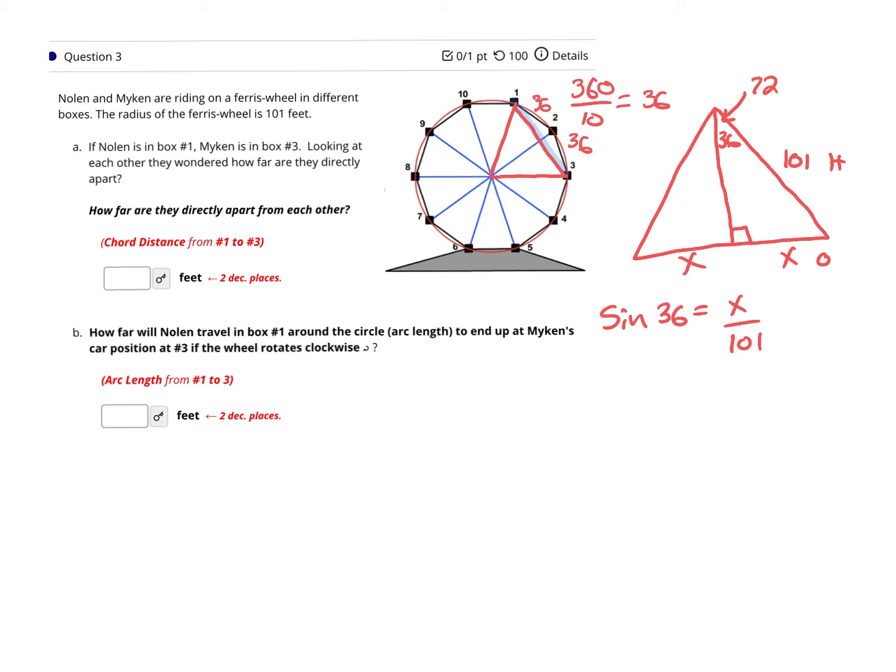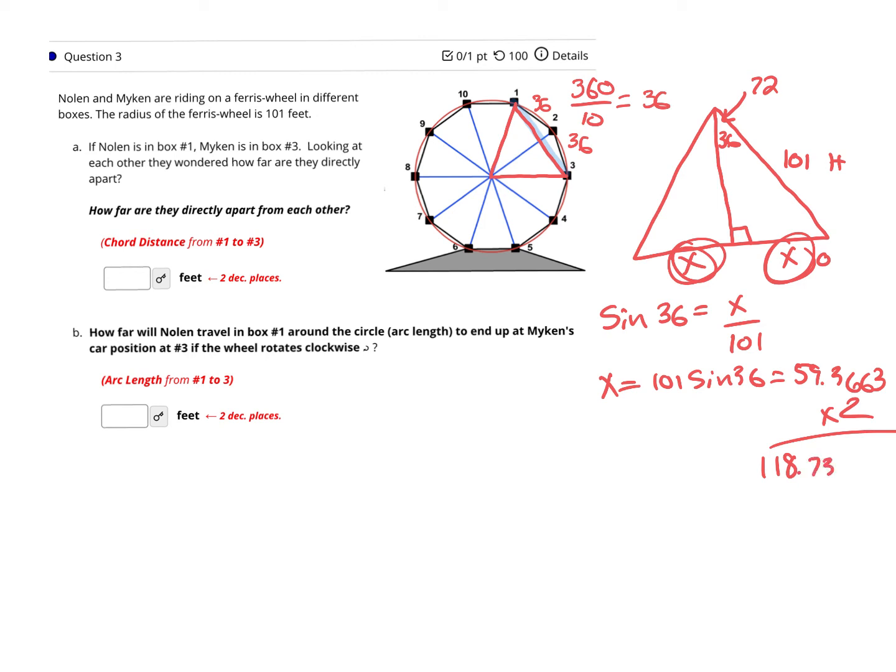This becomes a multiplication problem. So I do x equals 101 times the sine of 36. And when I do that, you're going to end up with something like 59.3663. Now, that's only one of the x's. There's two x's down here, so I have to multiply that by 2. And when I do that, I'm going to end up with 118.7362. So that will be my answer for the first one.